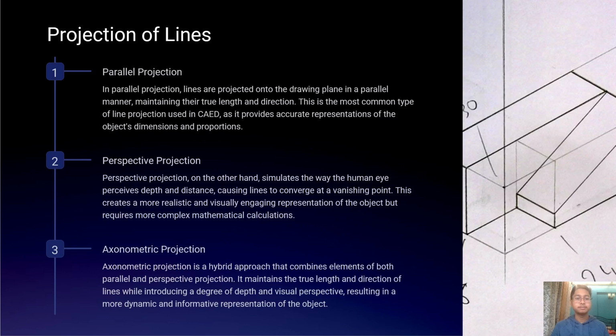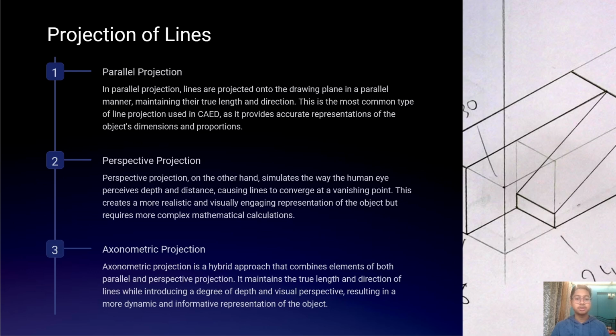Projection of lines. Parallel projection. In parallel projection, lines are projected onto the drawing plane in a parallel manner, maintaining their true length and direction. This is the most common type of line projection used in CAD, as it provides accurate representations of the object's dimensions and proportions.